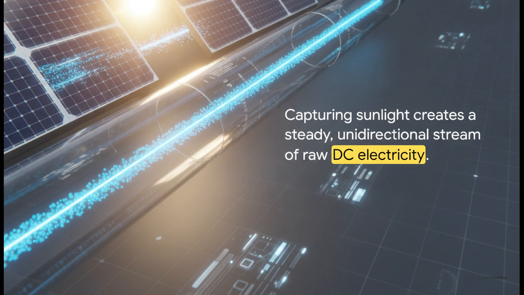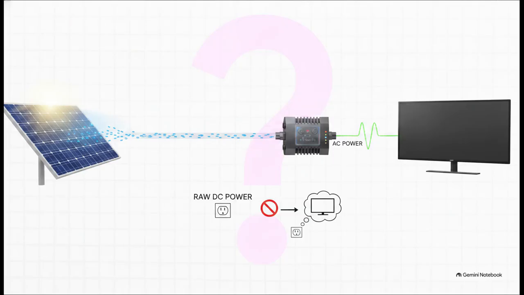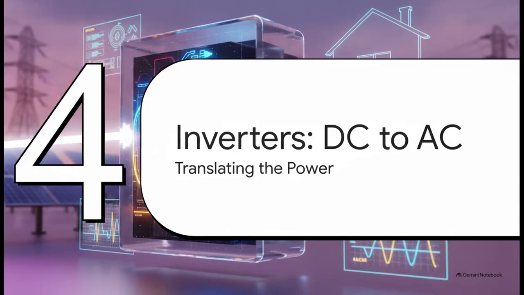We've got power. But there's a catch. How does this raw power run your TV? Well, the truth is, it can't. If you somehow plugged your appliances directly into a solar panel on your roof, literally nothing would happen. This energy needs a translator. That brings us to part 4, inverters, DC to AC.